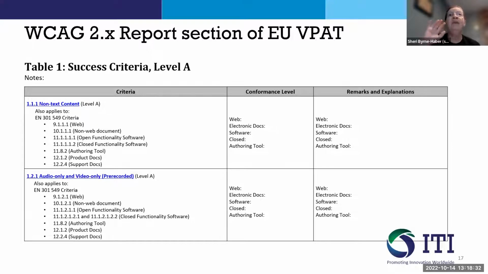So when you get to the level A success criteria, you're going to want to have the 5 categories in each conformance level and in each sections of remarks and explanations when it's necessary. So the criteria will be listed under the criteria category for you. And then you've got, for example, for the alt text, the non-text content criteria, which is 1.1.1, you'll have 2, 4, 6, 7 criteria under EN 301549 that this WCAG criteria applies to.